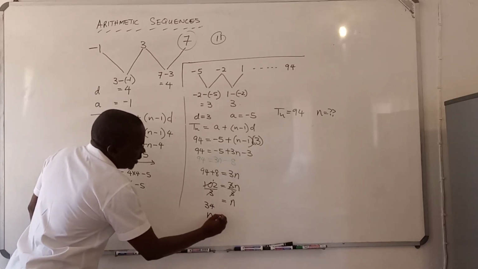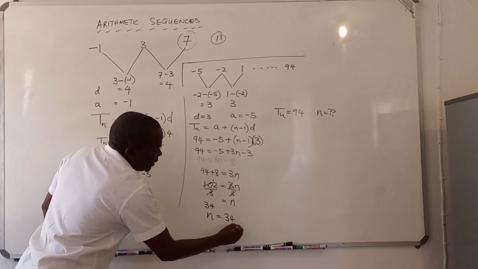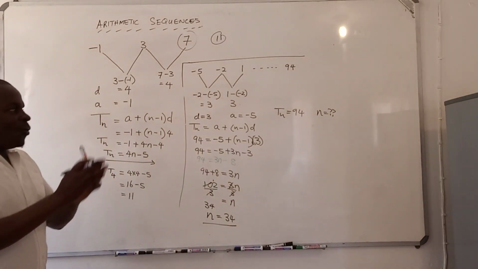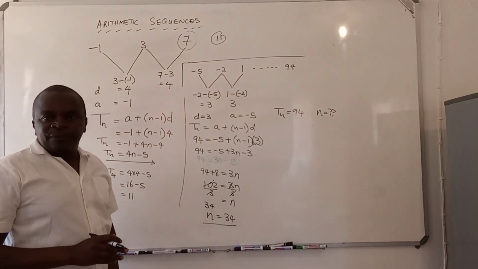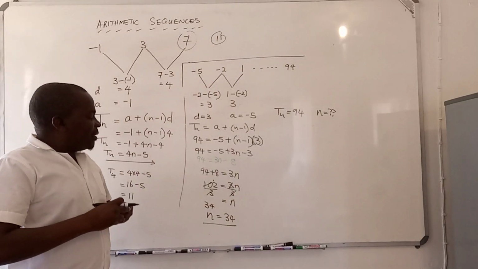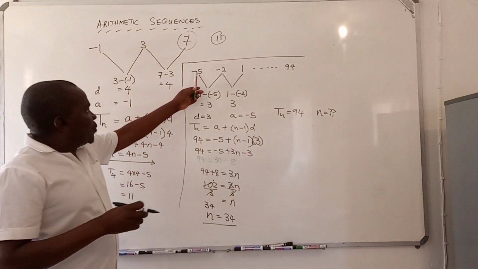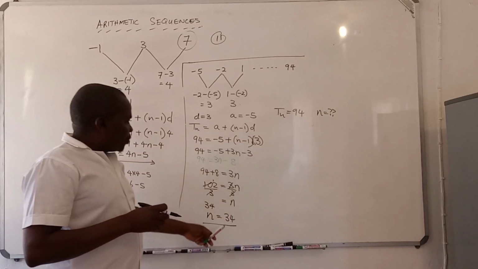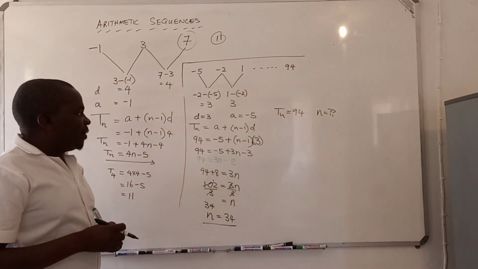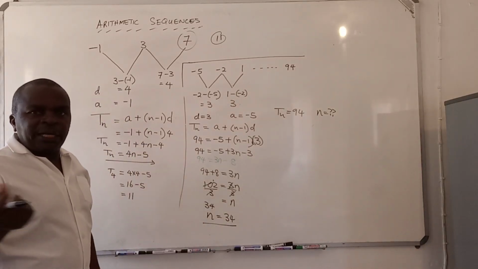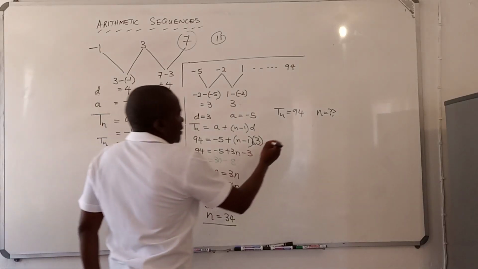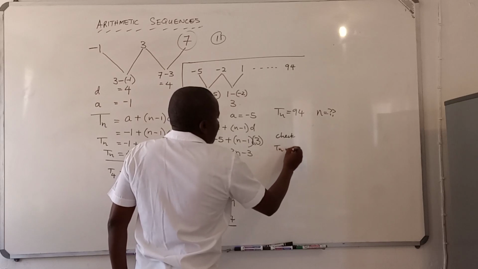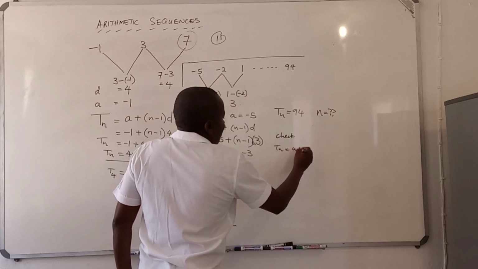I always prefer to write n first and then the value that side. So for this particular sequence, the position of 94 is 34. N is equal to 34. If you keep on adding 3, our term number 34 is going to be 94. Now to check your answer, just to check here, you can use Tn is equal to a plus n minus 1 multiplied by 3.